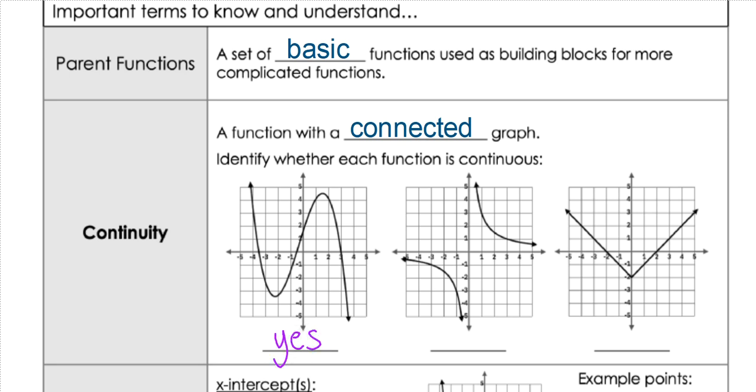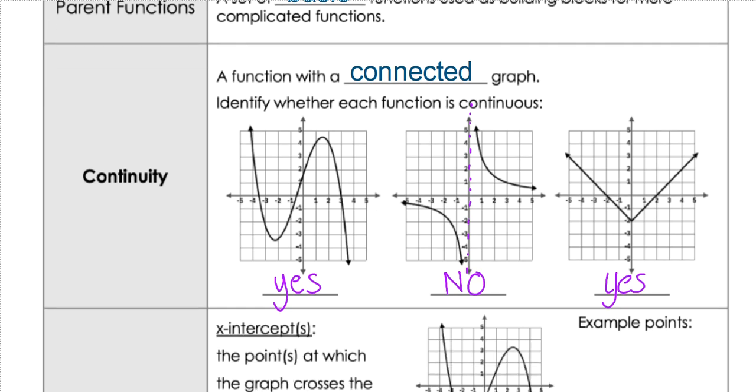The second graph, we would notice that there are some missing parts in here. There's nothing graphed for those x values. So this would be a no. And then if we look at the last graph, it goes on forever in both directions. So that's a yes. Continuity means that the graph goes all the way through and there are no breaks.